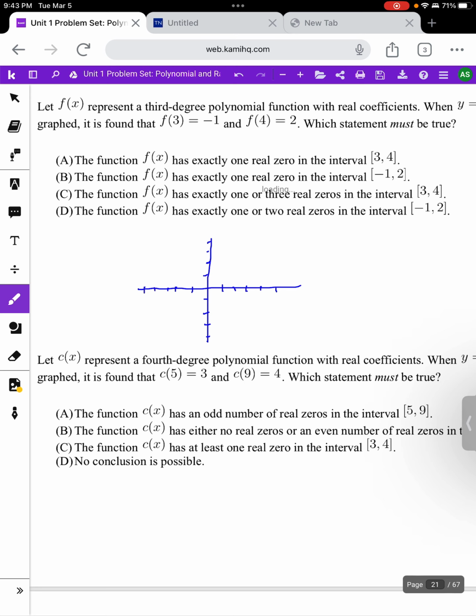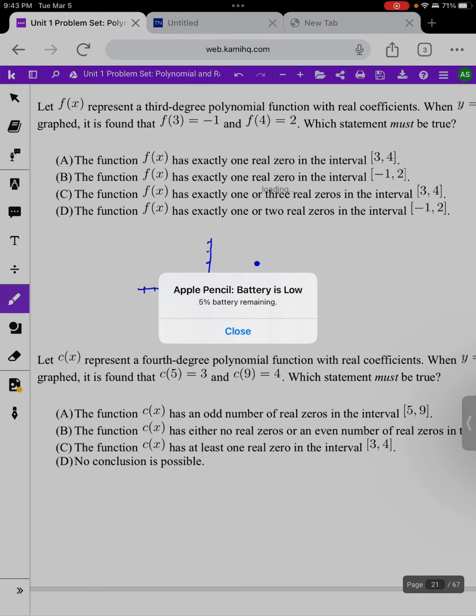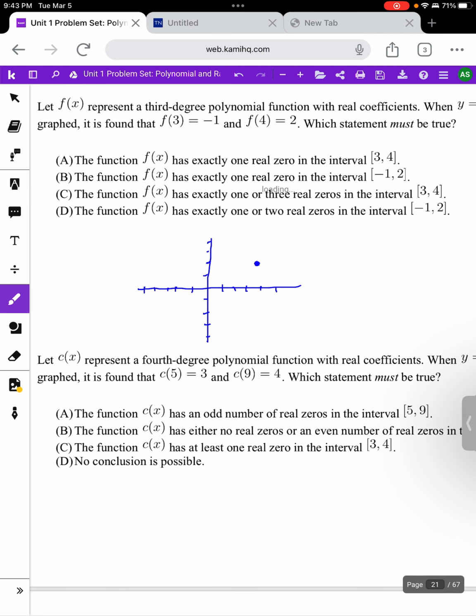So at f of 4, so when x is 4, y is 2. So that point would be there. And when f of 3 is -1, that's going to be there. All right, so the function f of x has exactly one real zero on the interval 3 to 4. Well, it has at least one. We know it's going to have to cross through there between 3 and 4.